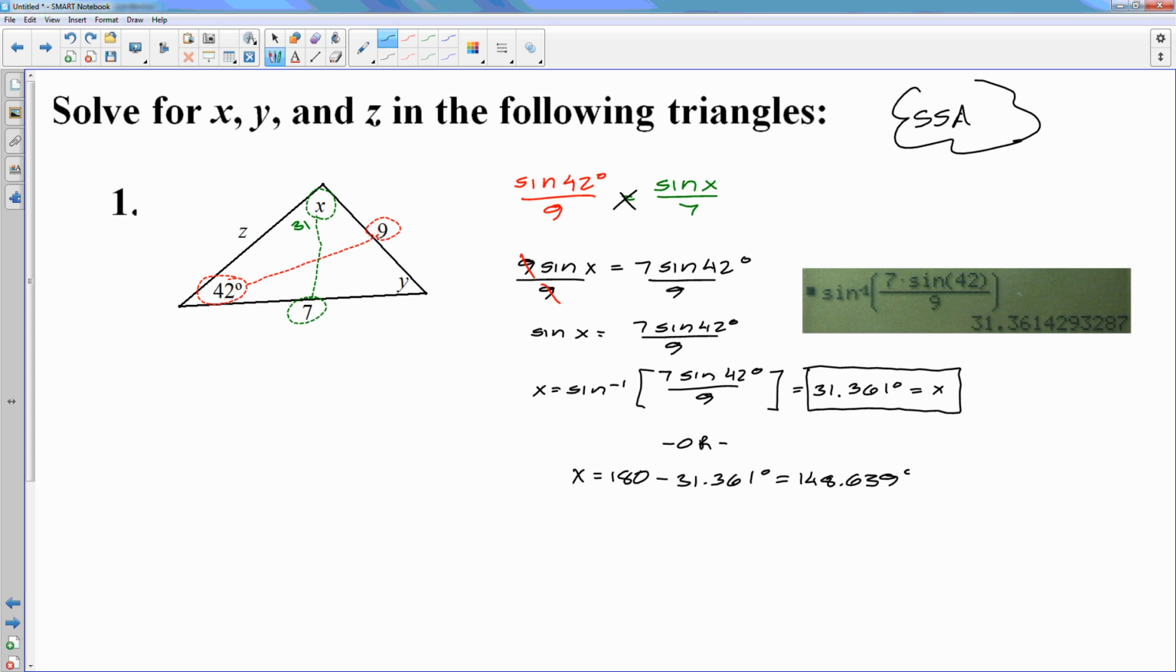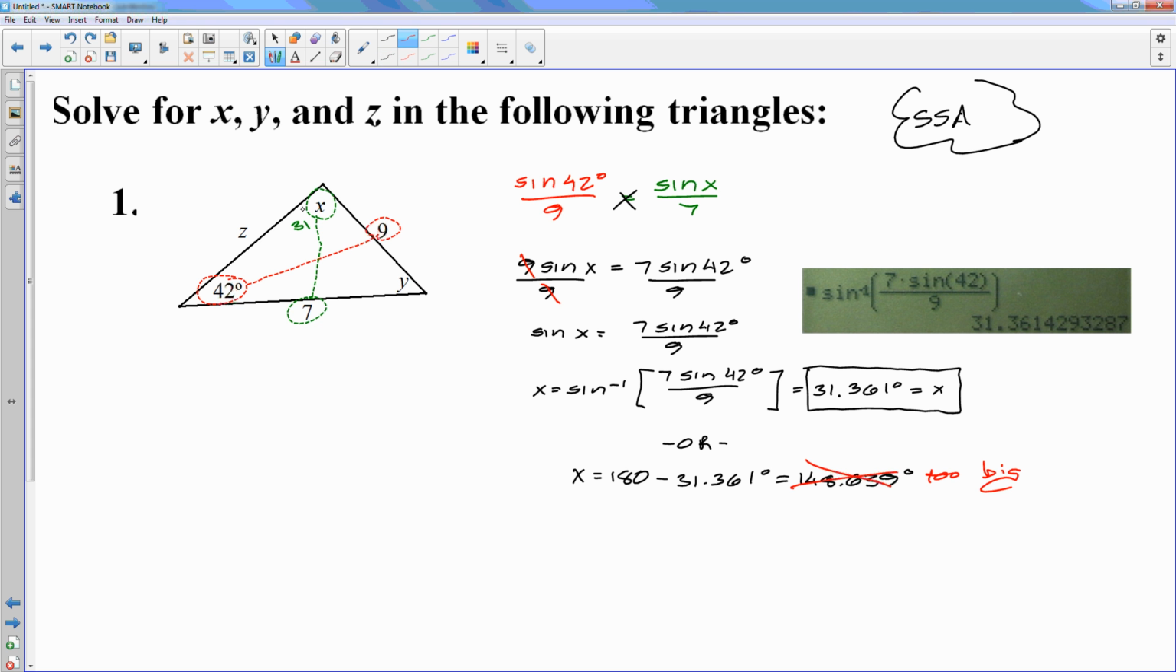And what we end up seeing here is that will not work, because 148 is larger than 42, but my answer needs to be smaller. So we would actually throw that one out because it's too big. And the only answer for x that we need to go with is 31.361.